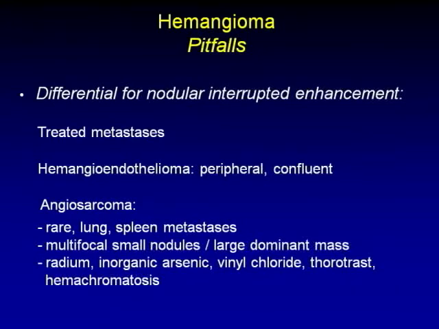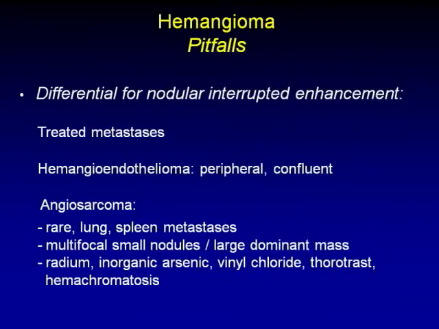Hemangioendothelioma is a rare tumor. This is seen predominantly in the pediatric population or young adults, and this is a slow-growing tumor that can have the enhancement characteristics of a hemangioma, but as the disease slowly progresses, you get these multiple confluent lesions that coalesce in the liver periphery, and they're associated with capsular retraction of the liver. It's rare.